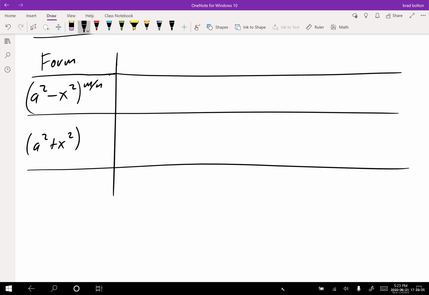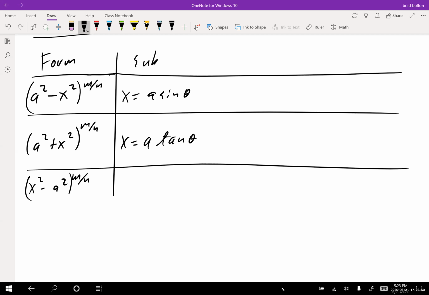So a squared minus x squared, m over n. Then a squared plus x squared, m over n. And then this one will be x squared minus a squared, m over n. So the substitution we're going to use is x equals a sine theta, x equals a tan theta, and x equals a secant theta.